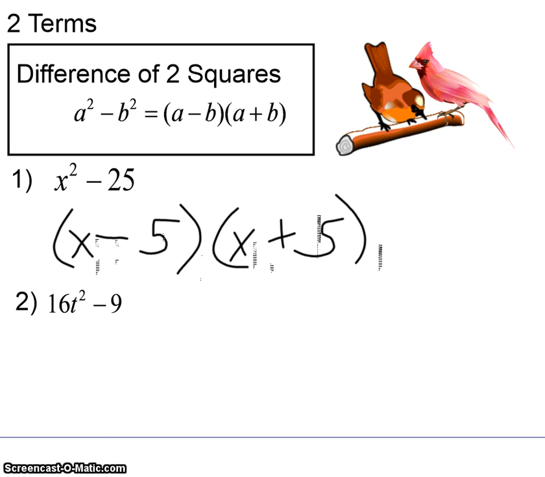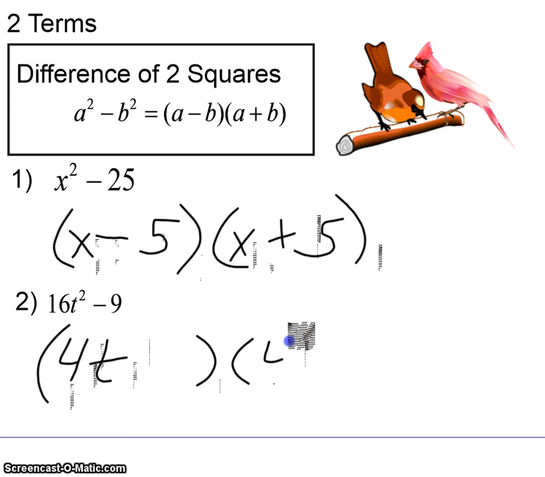All right, problem number 2. So the square root of 16t to the second is 4t. That's first times first. Square root of 9 is 3. That's last times last. One minus, one plus.